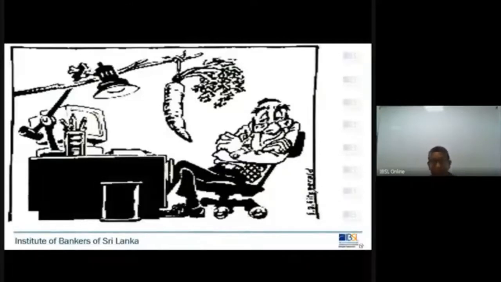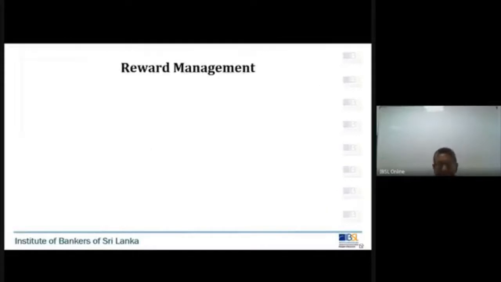Now what is that? Performance reward management is giving you something to work hard. Like showing a carrot to get work done, isn't it? Right. Okay, let's look at it.